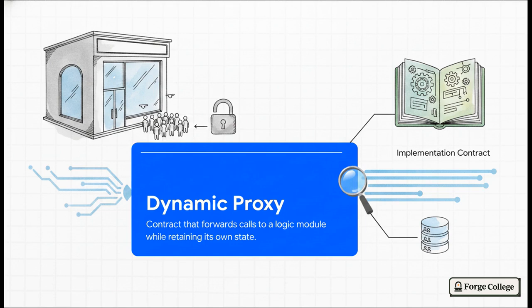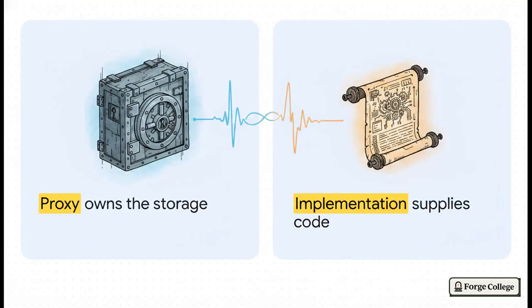The proxy holds on to all the user data and state, while the implementation just acts as the rulebook. This brings us to the core mantra of the proxy pattern. Proxy owns the storage, implementation supplies the code. Seriously, I need you to memorize this one. Print it out, put it on your fridge.